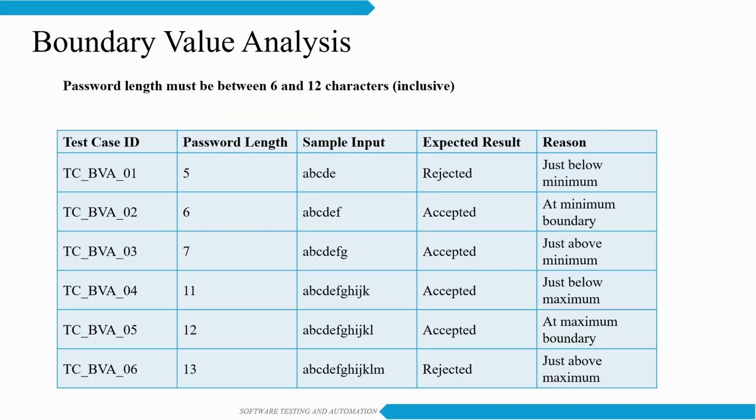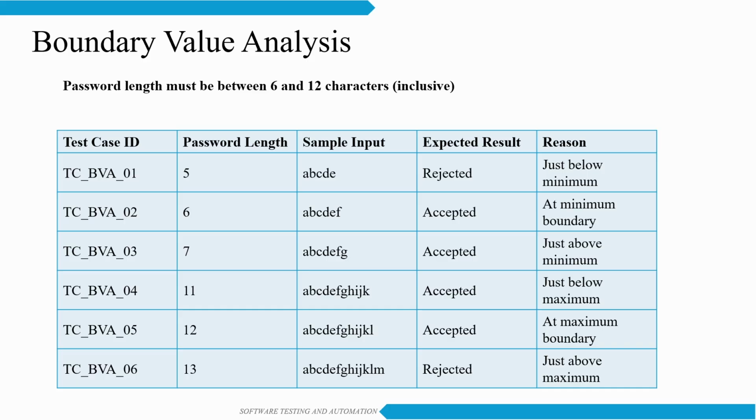Now we see the example of boundary value analysis. How do we write the test case for the requirement of the user? Here the user requirement is that the password length must be between 6 and 12. For this, we write the test case ID, the password length, the sample input, and the expected result. If my test case has password length 5, that is, the sample input the user has given is ABCDE, then the expected result should be rejected because the password should not be accepted.